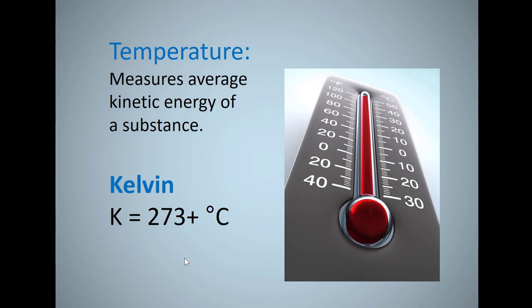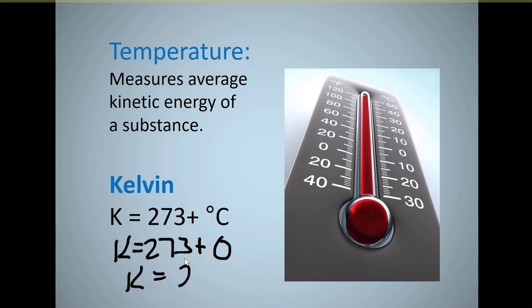So if I was at 0 degrees Celsius, let's go ahead and do that calculation. If I was at the freezing point of water, so 0 degrees Celsius, how many Kelvin would I have? It would be 273 K, or Kelvin. So I would say 273 Kelvin is equal to 0 degrees Celsius.